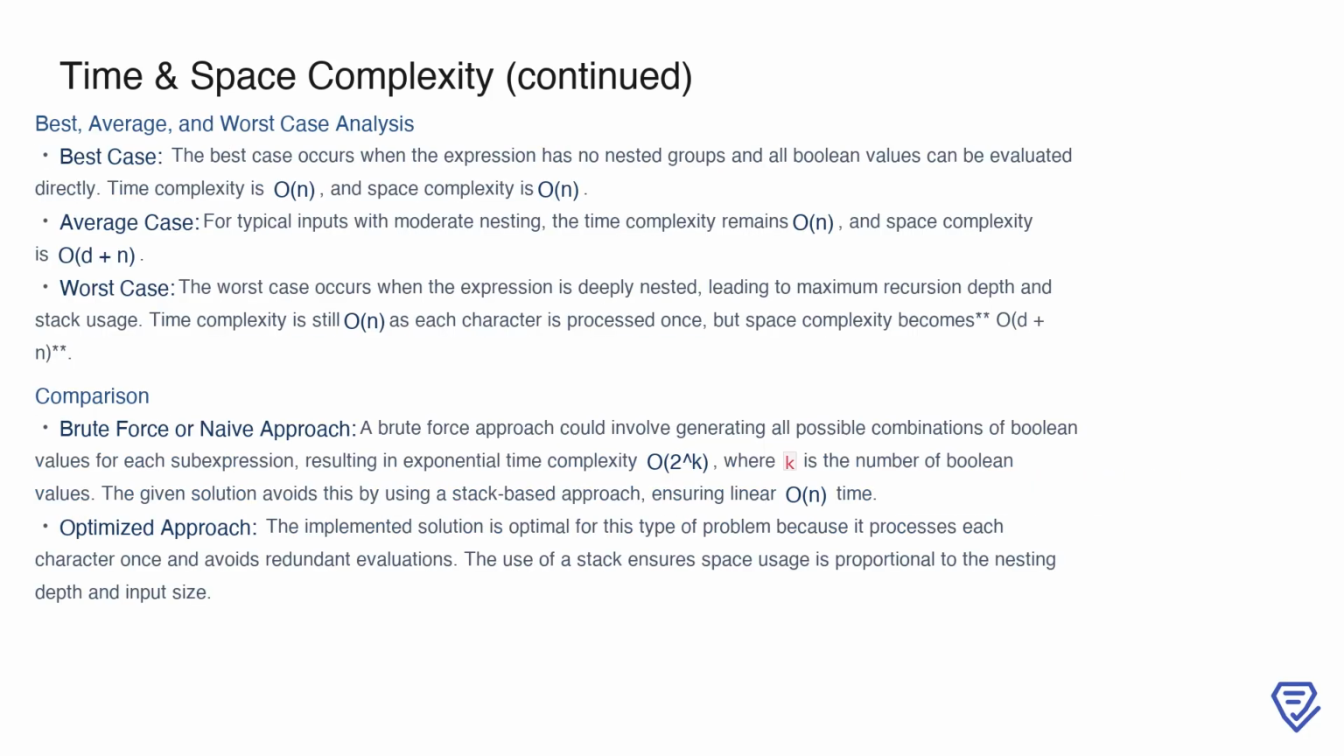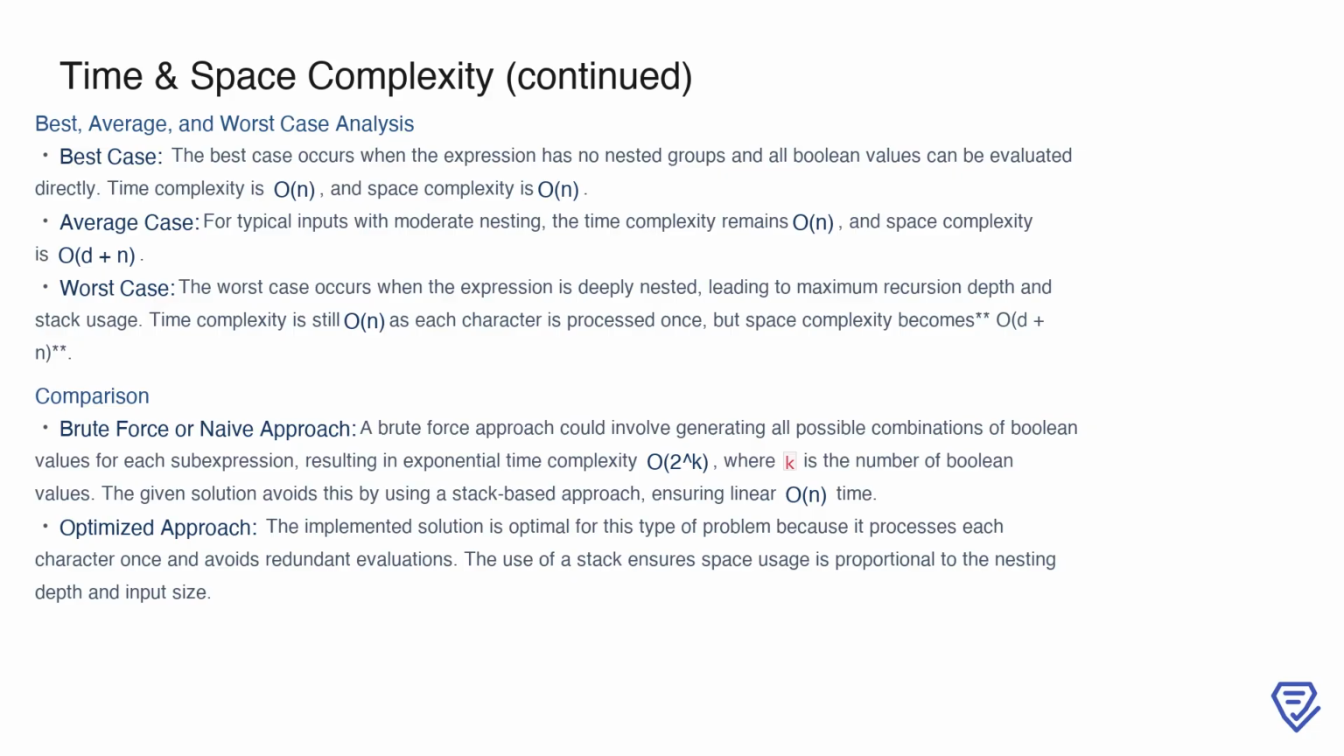Next, let's analyze the best, average, and worst cases. In the best case, the expression contains no nested groups, and all Boolean values can be evaluated directly. Here, the time complexity is O(n), and the space complexity is also O(n). For average cases with moderate nesting, the time complexity remains O(n), as each character is still processed once, and the space complexity becomes O(d + n), where d represents the nesting depth. In the worst case, we encounter deeply nested expressions, which lead to the maximum recursion depth and stack usage. Even in this scenario, the time complexity remains O(n), but the space complexity reaches O(d + n).